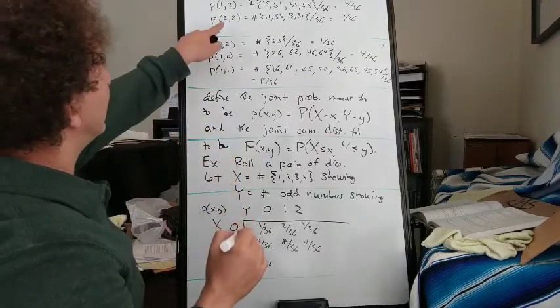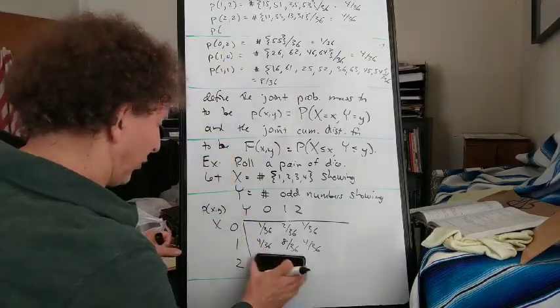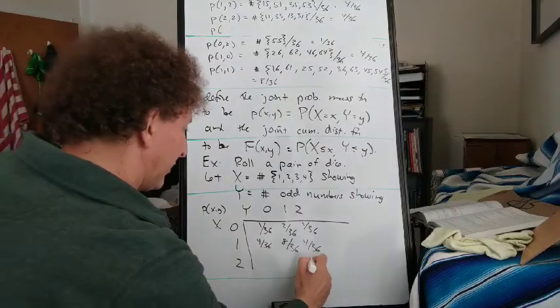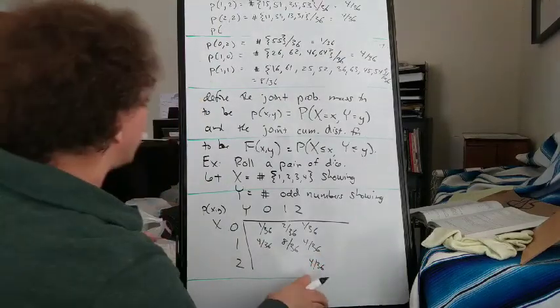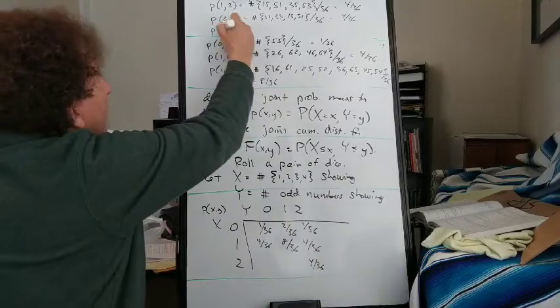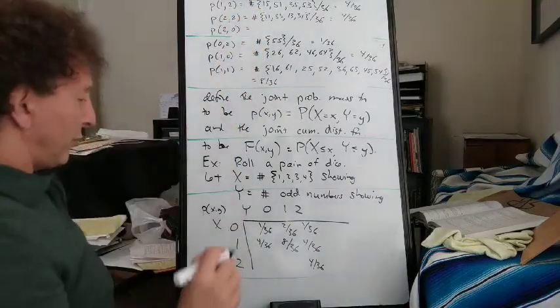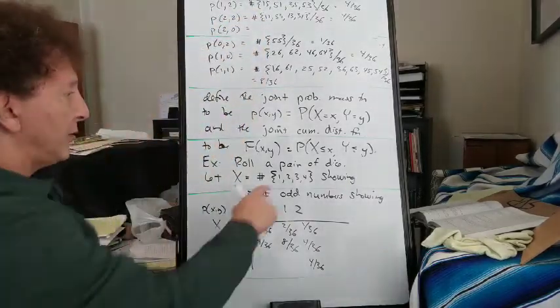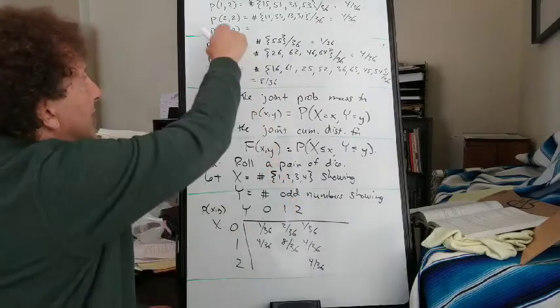Oh, I just did 2, 2. I put that in the wrong place. So 4 over 36 goes over here. Let's do 2 and 0. The probability that we have two numbers in this range and neither of them is odd.